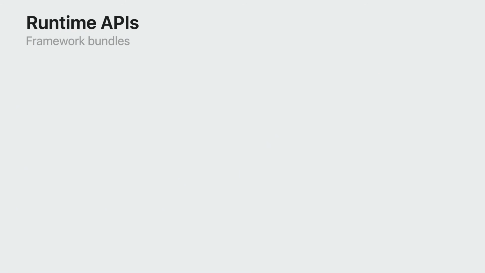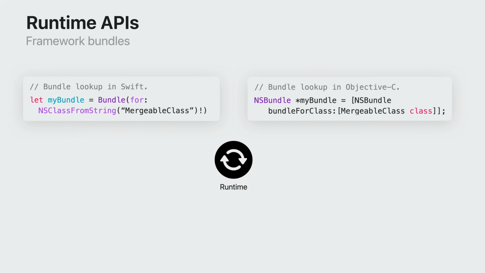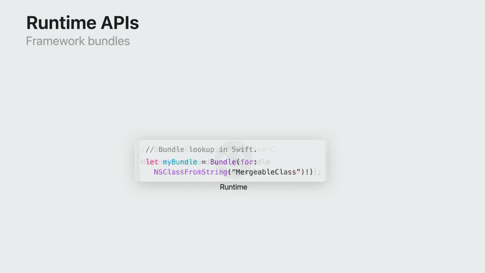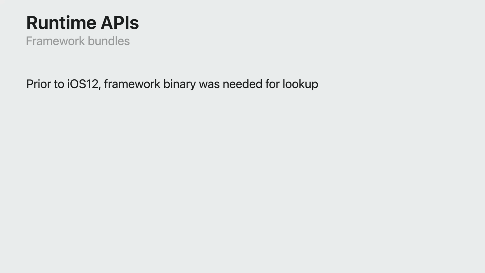Similarly, resource lookup could be impacted by library merging. This is because of what the runtime expects. In Swift, Bundle is an API to have the runtime load a framework's bundle. The equivalent API in Objective-C is NSBundle's bundleForClass. These APIs are used to work with the framework's resources without having to consider the bundle structure. Up until iOS 12, the runtime needed the framework's binary to discover bundles. But mergeable frameworks won't have binaries in them by the time the process is running.